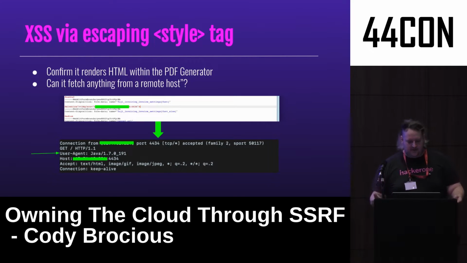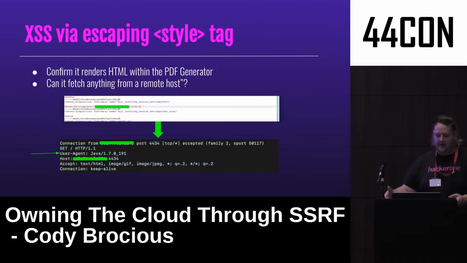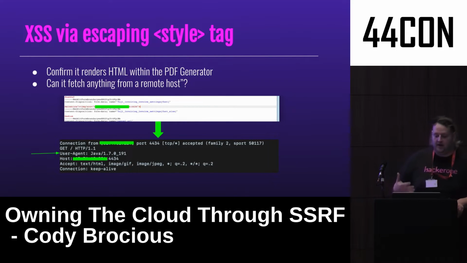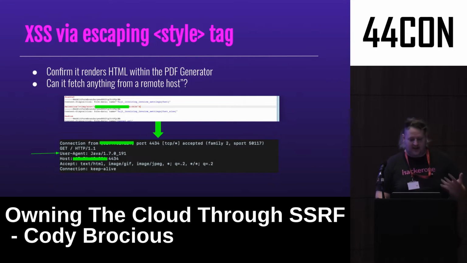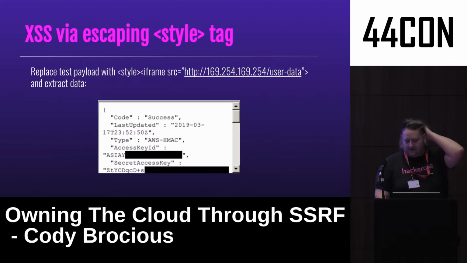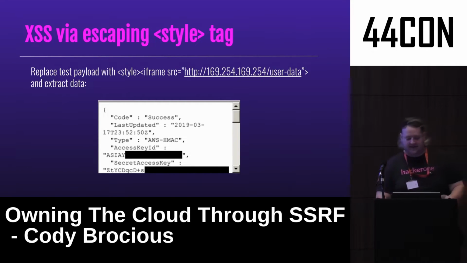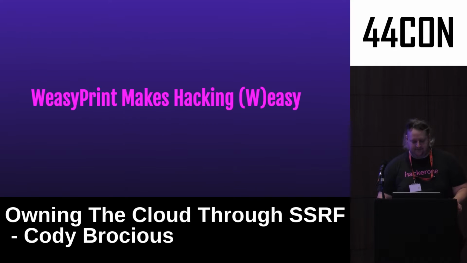So in this case, we confirm that it renders HTML in there. And we see that it's making a request to our site using Java. It's fetching this image from our domain. So what actually happens here? Well, in this case, if we just replace that with closing tag style iframe source user data, we get those secret access keys. So that's again that trivial case.